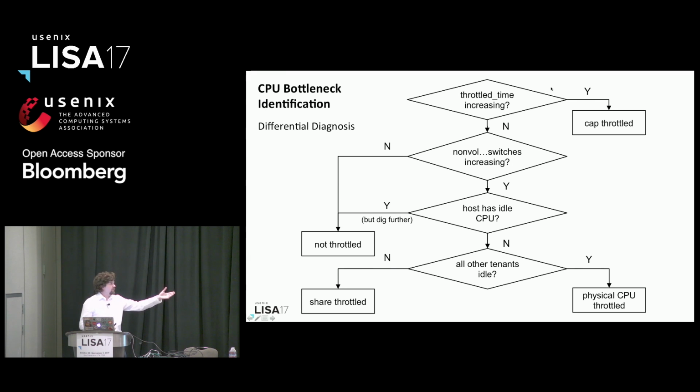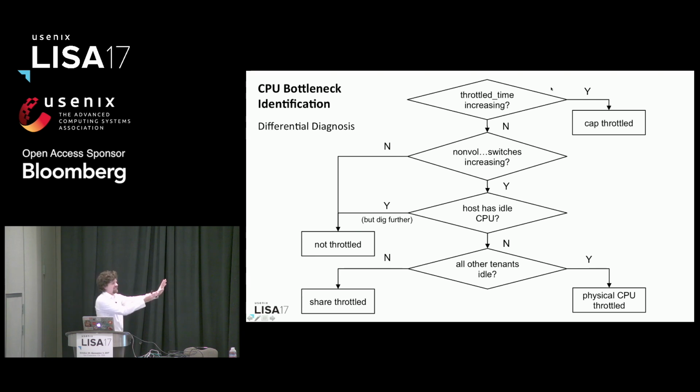If you are getting kicked off CPU, so you've got non-voluntary or involuntary context switches, then do you have idle CPU? If you have idle CPU, but you're getting kicked off CPU, something strange is happening, like interrupts. So that needs further digging. If you don't have idle CPU, you're getting kicked off CPU, you're not getting throttle time. That's when it's other tenants, idle or not. And if other tenants are not idle, then you're going to have share contention. And if they are, you're the only tenant on the system, then you're physical CPU throttled. Phew, that's pretty complicated, but it can be figured out.